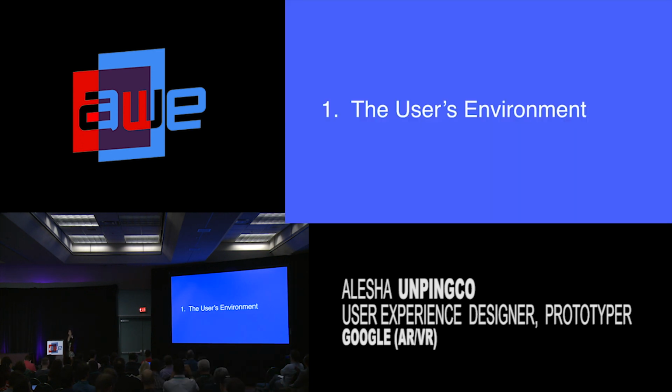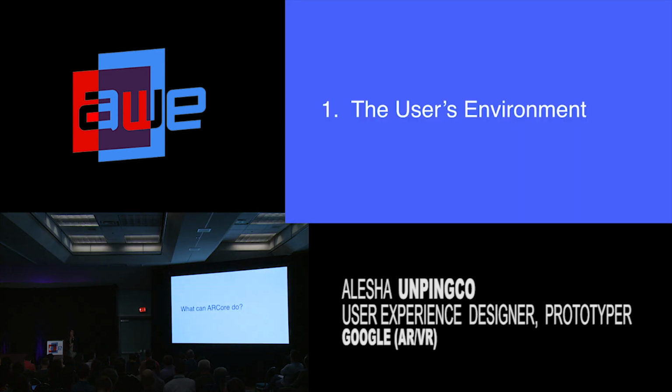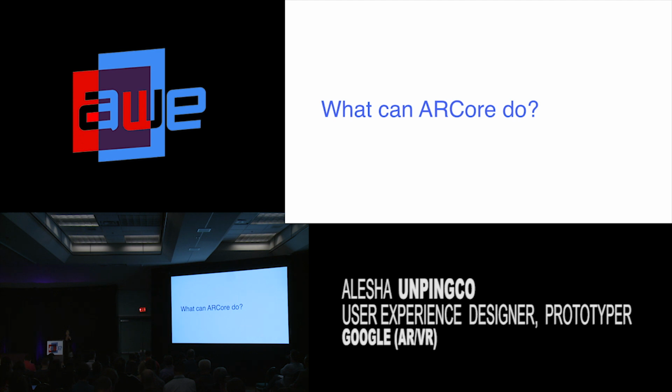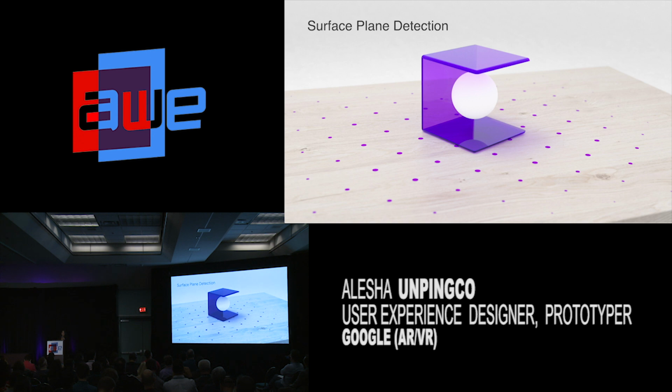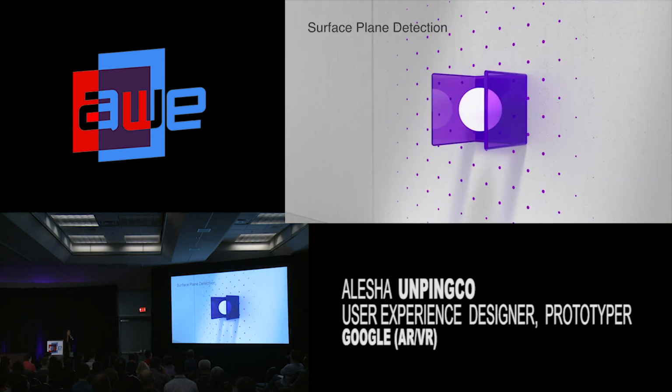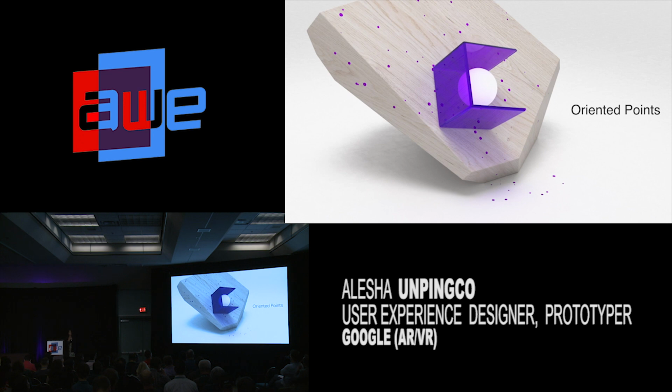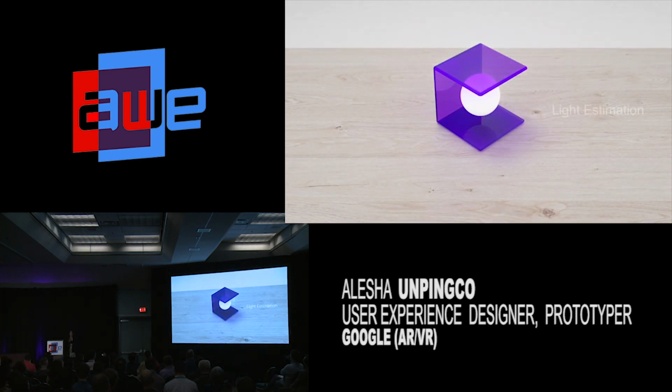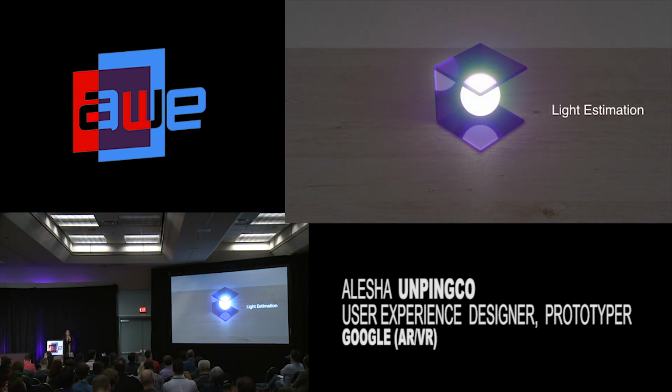We have understanding the user's environment as the first pillar. And before getting started deep into this, I'll talk a little bit about what AR Core can do. So we have a couple cool features. One of the things that people commonly understand is AR Core's ability to detect surfaces. So this is surface plane detection. We can detect horizontal surfaces like floors and tables, but we can also detect walls and vertical surfaces. More than that, we can detect oriented points and angled surfaces. And we also have light estimation. So this allows objects to appear realistic in your scene.